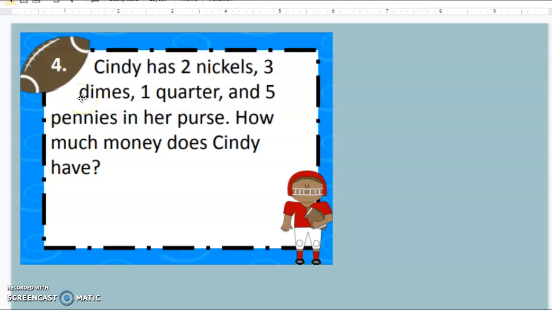Okay, let's look at this next one. Cindy has 2 nickels, 3 dimes, 1 quarter, and 5 pennies in her purse. How much money does Cindy have?